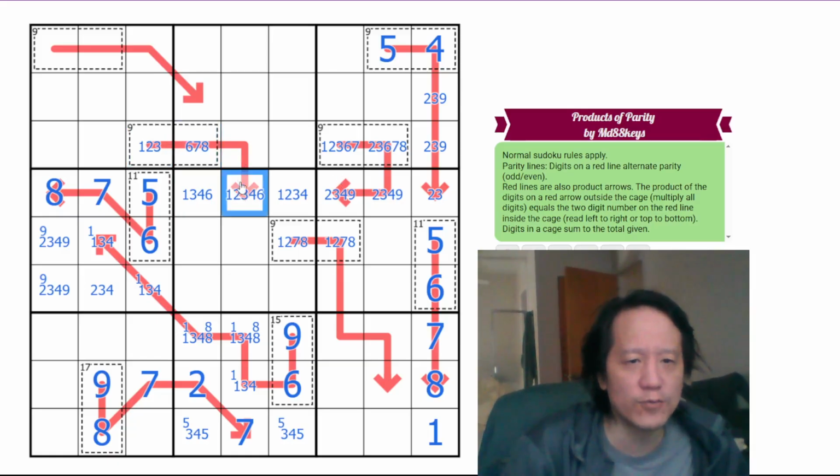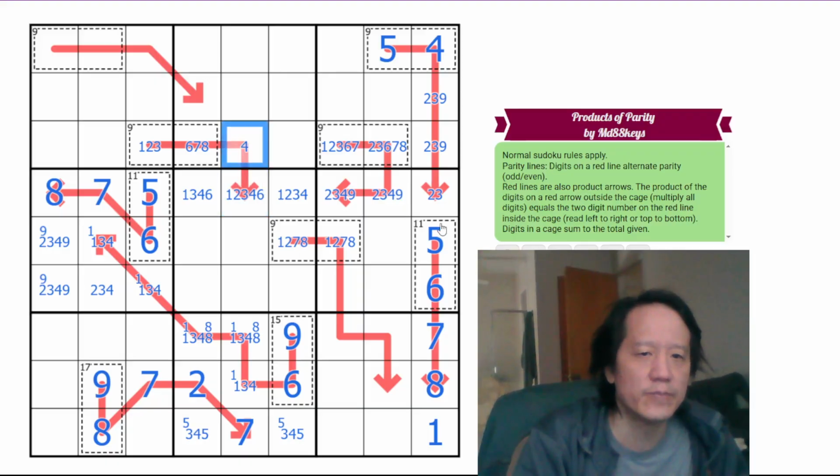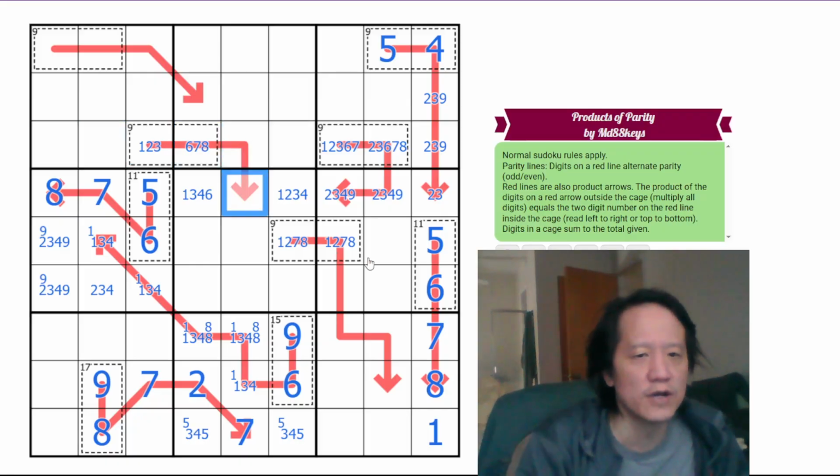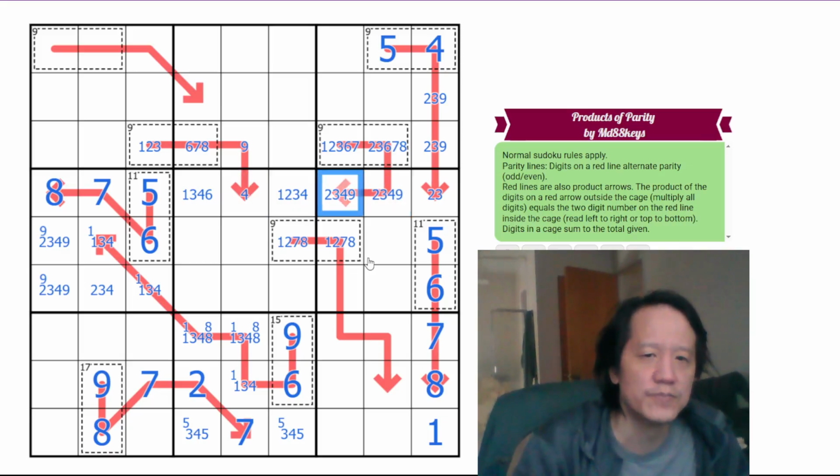36 would require 4 times 9, or 6 times 6, but you can't have 2 6s in the same column. So it could be 4 and 9 there. 27 requires 3 and 9, so that could work there. So again, the possibilities are 3 and 6 is 4 and 9. And again, we have to have a 9 be one of these two digits.